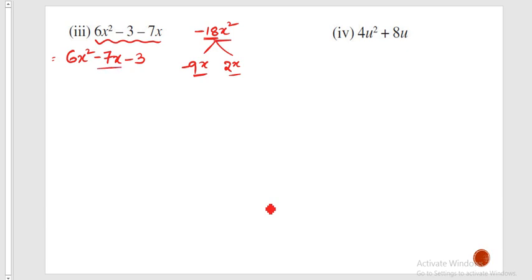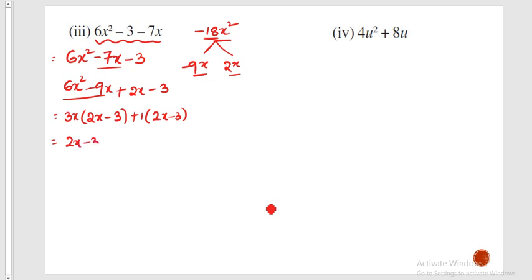Now this middle minus 7x I can write as 6x square minus 9x plus 2x minus 3. From these two terms, what can I take common? I can take 3x as common, and I will be getting 2x minus 3 plus, if I take 1 as common, 2x minus 3. Among these two I can take 2x minus 3 as common, and I will be left with 3x plus 1.